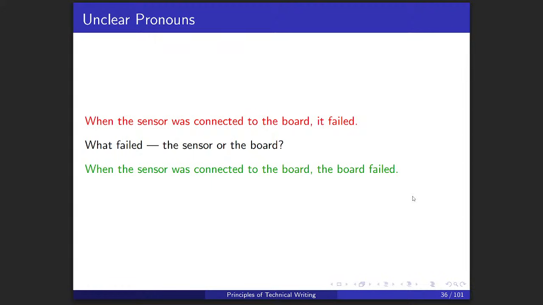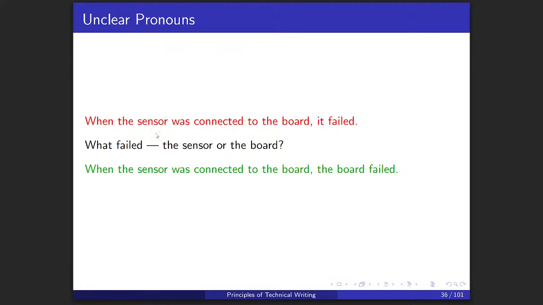If you look here, unclear pronouns. In this particular example: when the sensor was connected to the board, it failed. Here I am getting two meanings. What failed? The sensor or the board? This type of sentence is called an ambiguous sentence.